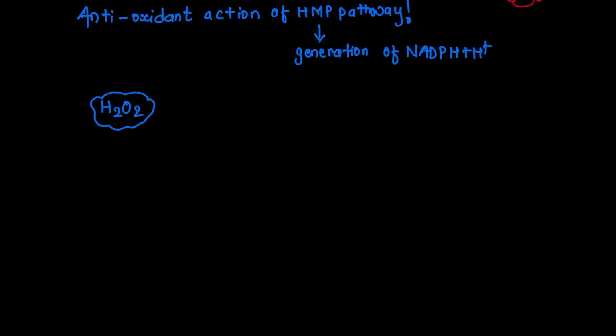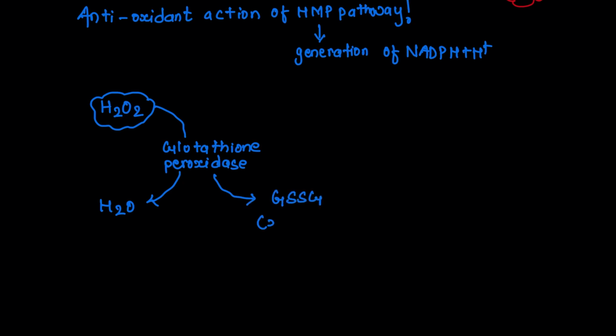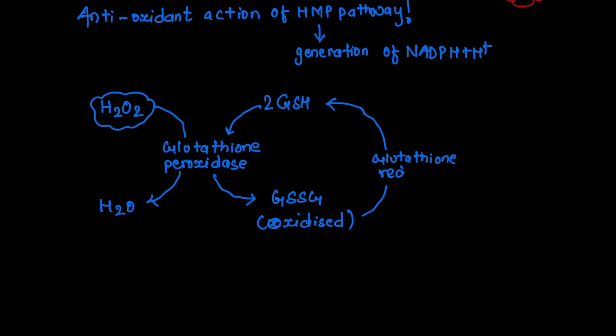This is very harmful to the tissues. So it is converted into water by glutathione peroxidase. During this process, the glutathione will get oxidized, and the oxidized form of glutathione, that is GSSG, will be formed. It is the oxidized state, and the reduced form is basically GSH. Again, this oxidized state is converted into the reduced state by the action of glutathione reductase. This is mediated by NADPH plus H plus. So this is basically the antioxidant action.